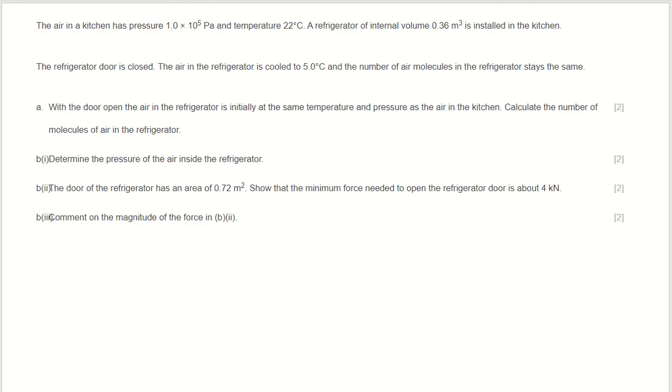Now let's solve some paper 2 questions. He's saying that the air in a kitchen has a pressure and a temperature. The refrigerator of internal volume, of course the volume of the fridge is not going to change, so this is constant, is installed in the kitchen. The refrigerator door is closed. The air in the fridge is cooled to this temperature, and the number of molecules in the fridge stays the same. That's true because you're opening and closing, so the number is going to remain the same as well.